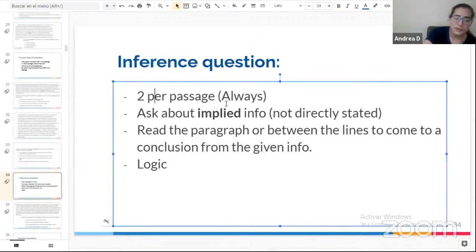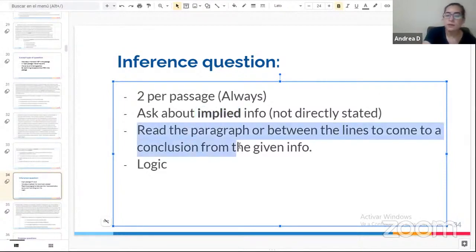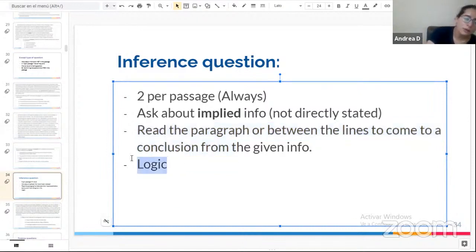They're asking about implied information that's not directly or explicitly said. And the way to do it is by reading between the lines. So you need to look for the bigger picture, try to see what information is missing. And of course, you need to have evidence about what you're saying, right? So you need to use the information that you do have in order to draw a different conclusion. It's all about logic.